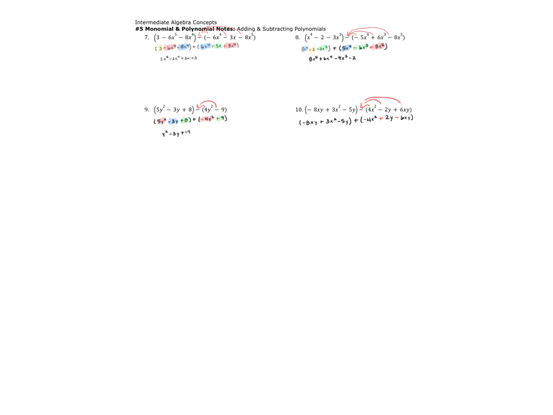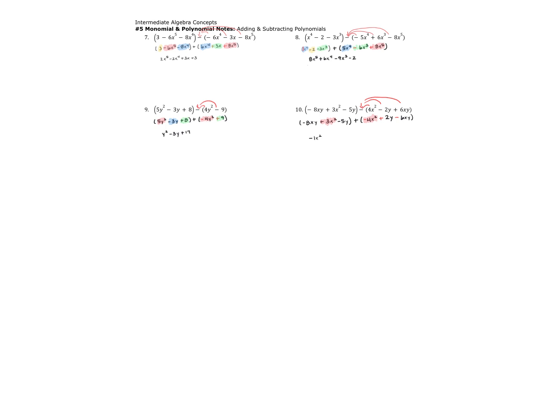Now I'm going to combine my like terms, starting with my highest power. So when I'm looking through all of these, my highest power would be to the second. I have a positive 3x squared plus a negative 4x squared. Positive 3 plus negative 4 is going to give me a negative 1x squared. So negative 1x squared.